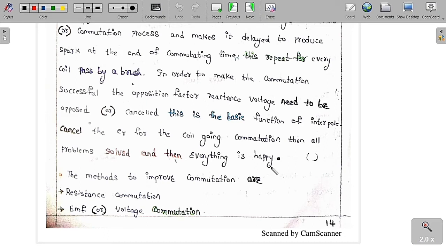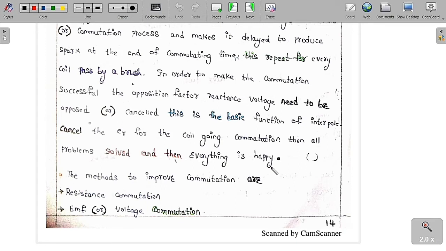So in order to make the commutation successful, the opposing factor, the reactance voltage, needs to be opposed or cancelled. This is the basic function of the interpole. It will cancel the reactance voltage ER for the coil undergoing commutation, then all the problems are solved. So finally, the process of current reversal in the coil, when it gets short circuited in the brush, is called commutation.